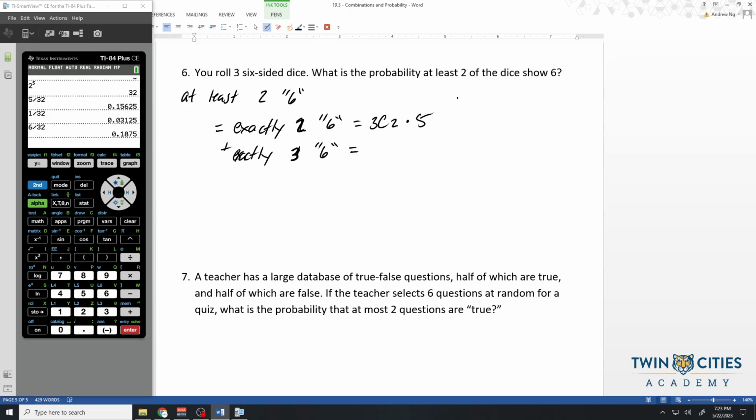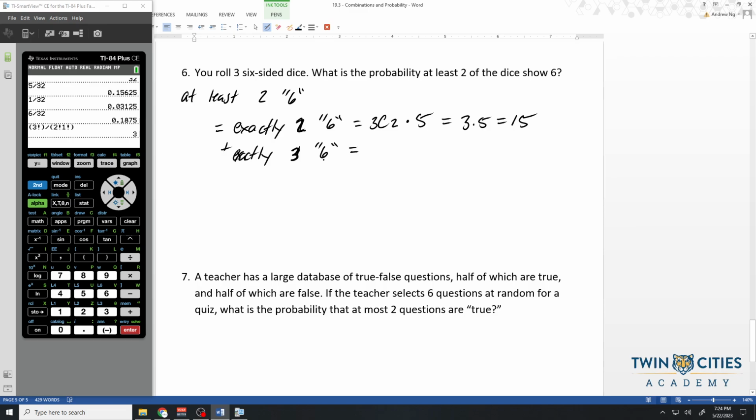All right, in the calculator, let's go to this, and we'll change these numbers to 3 factorial, then 2 factorial, that's how many I'm choosing to be 6s. 3 minus 2 is 1, so 1 factorial. This is 3. So I'll have 3 times 5, or 15. That's the number of ways to get exactly 2 6s on 3 6-sided dice.